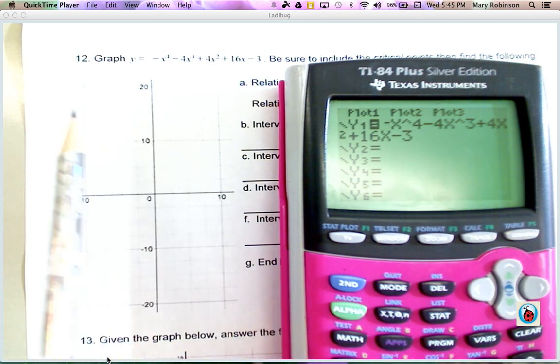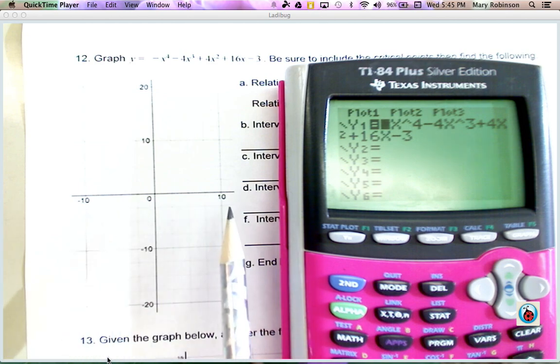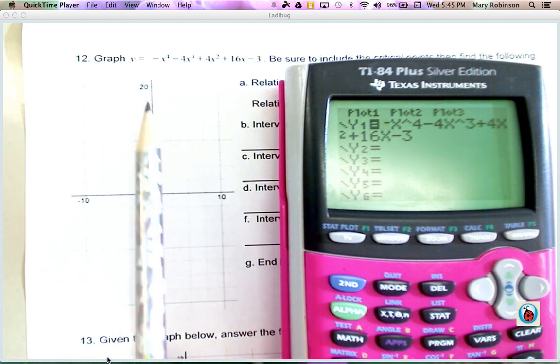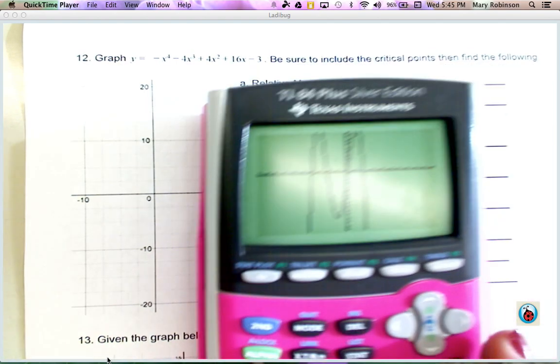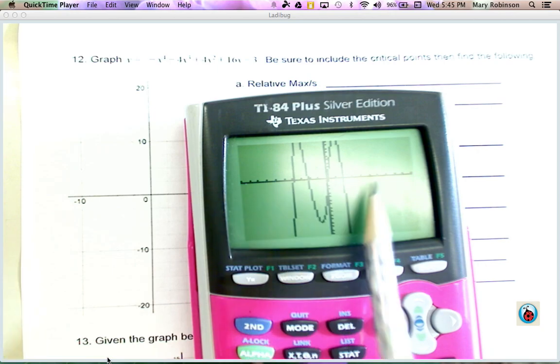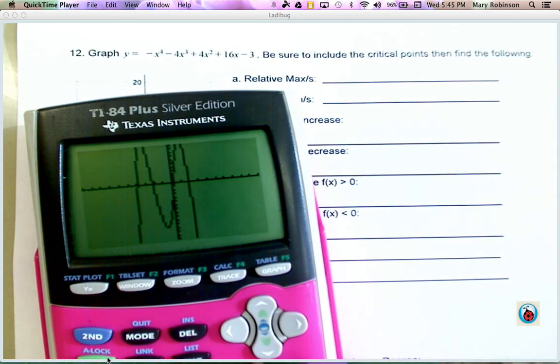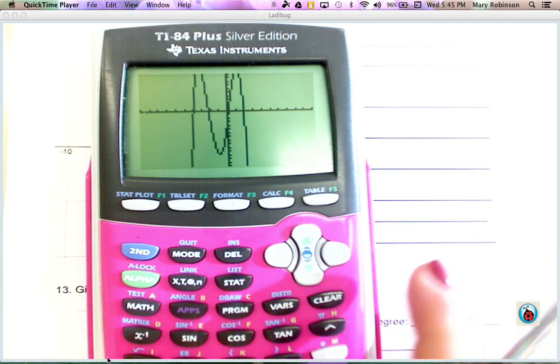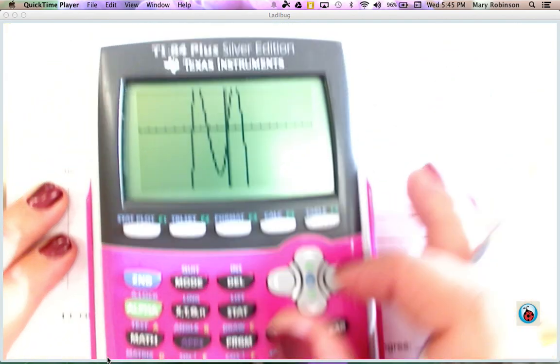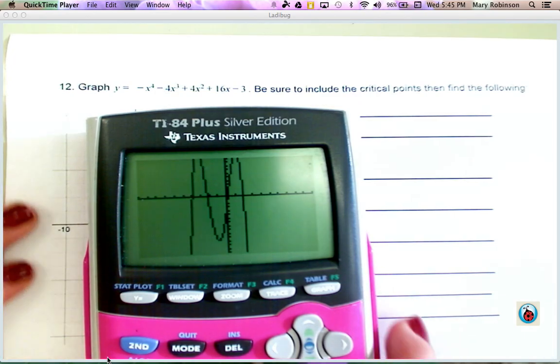The first thing I want you to recognize is that on your paper, your window here is set. It's negative 10 to 10, but evidently it's been adjusted to be able to fit the graph. So when we hit graph, we can actually see that in a standard viewing window from negative 10 to 10, you don't see all the critical points. So note that in the directions it says to be ensured to include all critical points when you graph.